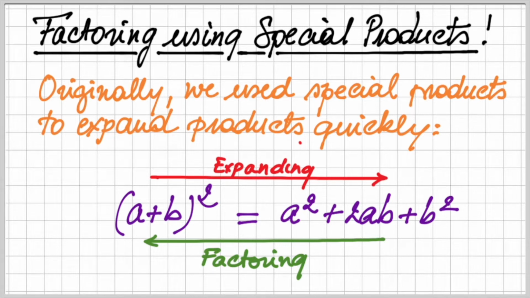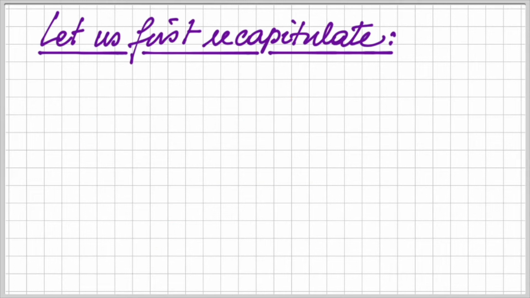We have the expanded expression a squared plus 2ab plus b squared, and we want to find (a plus b) to the square. So we are factoring here to a lower order term, to a lower order product, in this case the product of (a plus b) times (a plus b). But let us first recapitulate those different formulas.